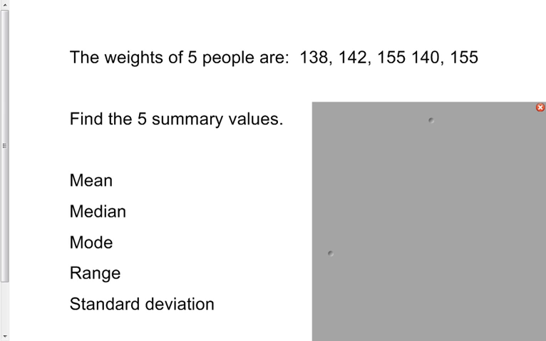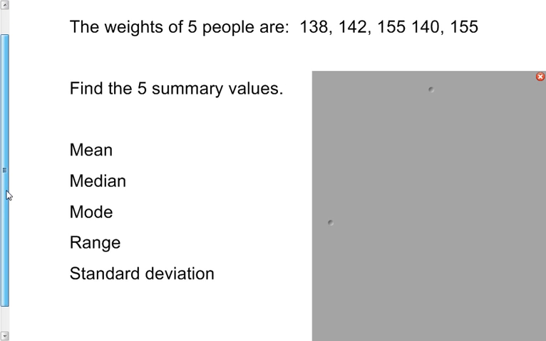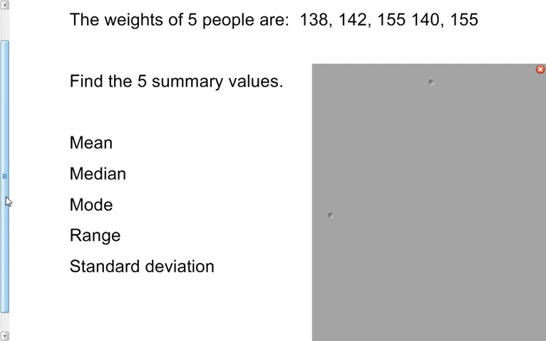So here's an example we're going to try, and I'll show you what we're talking about. The weights of 5 people are 138, 142, 155, 140, and 155. We want to find the 5 summary values: mean, median, mode, range, and standard deviation. So you need to go to your calculator. We're going to enter this information into list number 1.